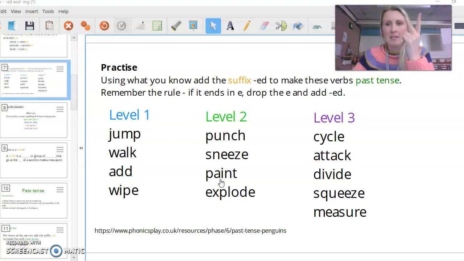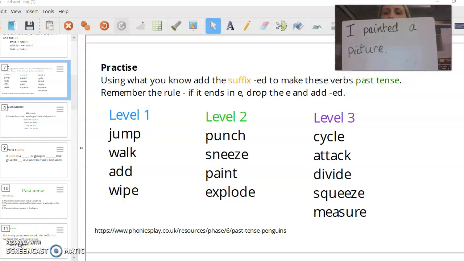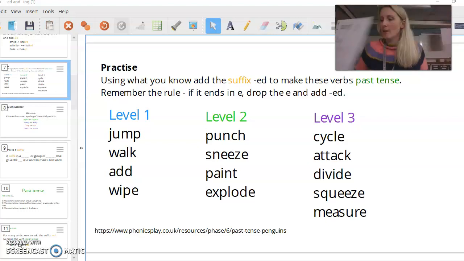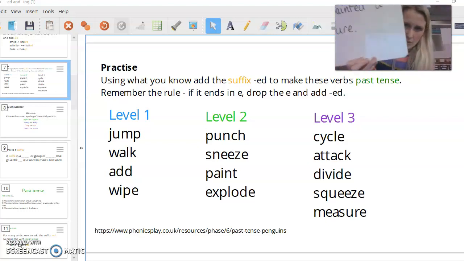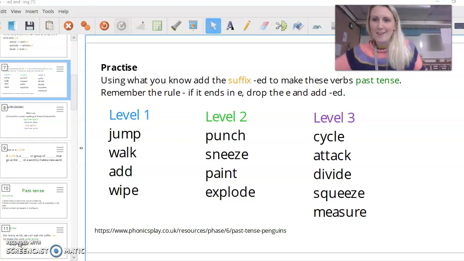I painted a picture. 4 words. I'm going to write it now and then I will show you in a minute, okay? Oh, here we go. I painted a picture, full stop. Well done. I'm going to hold that there just so you can pause it if you need to and check your sentence. Well done, everybody at home.